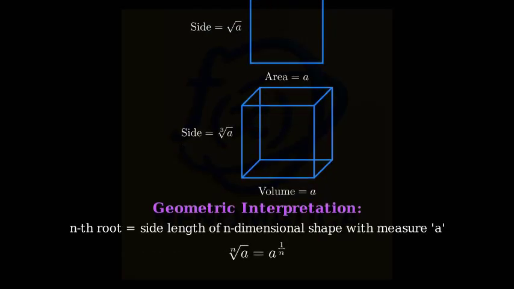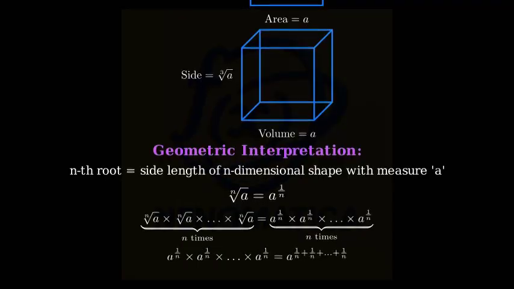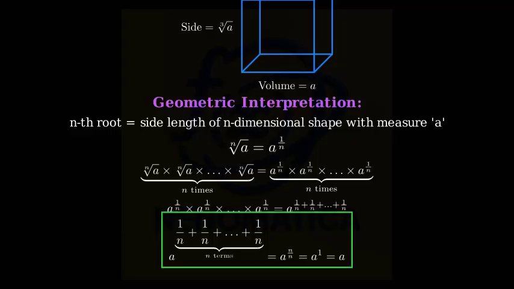The nth root of a can be written as a to the power of 1 over n. When we multiply this expression by itself n times, we're effectively adding the exponents, which gives us a to the power of n times 1 over n, which simplifies to a to the power of 1, or simply a. This provides an algebraic proof of our rule. Multiplying the nth root of a by itself n times equals a.